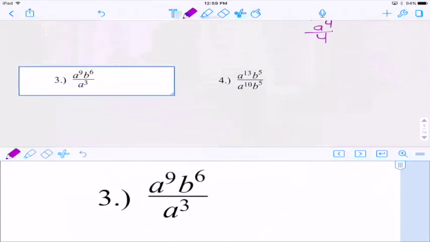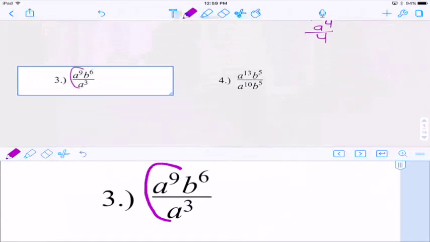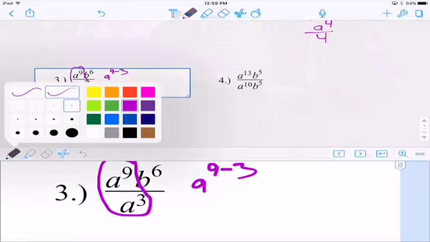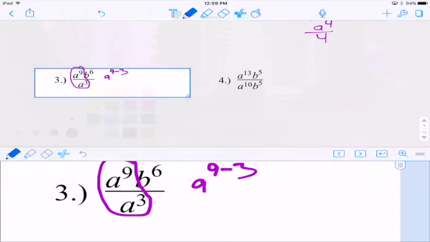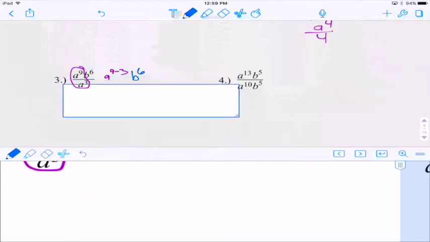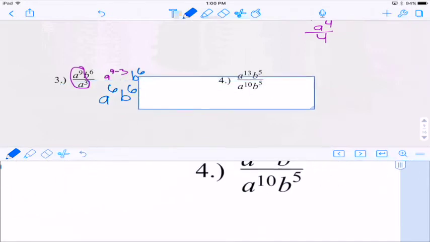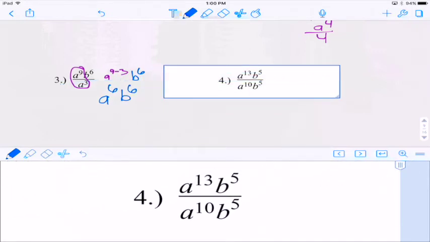Then in number 3, I've got my a to the 9th divided by a cubed. So we just subtract that. We get a to the 9 minus 3. And my b to the 6th, I don't have any like terms, so I just keep it, b to the 6th. This simplifies down to a to the 6th, b to the 6th. All done.